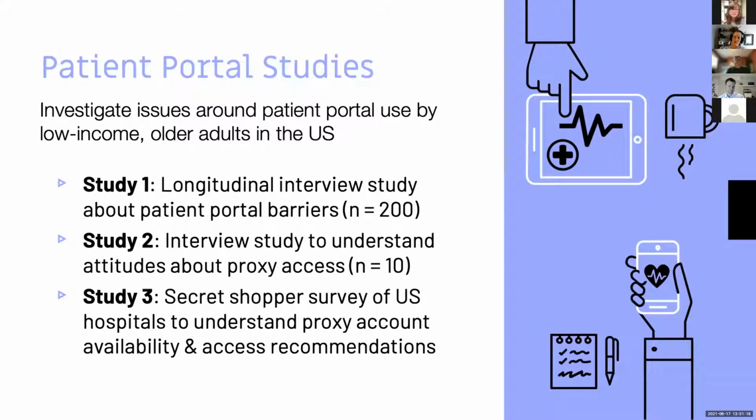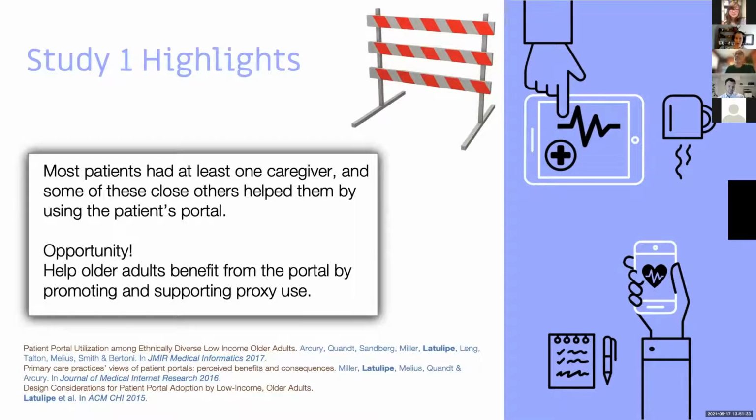And finally, we did a third study, which was what I call a secret shopper study, where we surveyed US hospitals to understand whether they had proxy accounts and how they recommended people get access to help others with their healthcare. So the first study, this is the longitudinal study with 200 users.